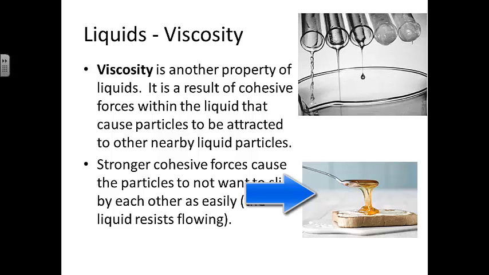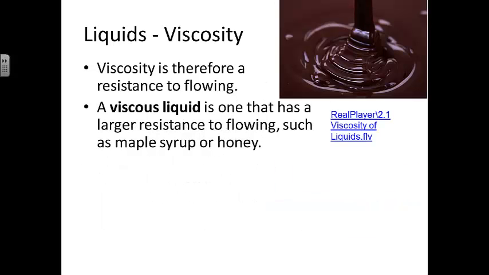which is a very viscous liquid. At the top picture we see what looks like 3 test tubes with water in them, but we can tell those don't all contain water, even though they're all clear liquids, because they were all tipped at the same time, yet they're pouring at different rates. The most viscous liquid is on the far right, and the one that flows the easiest is on the left. So viscosity is a resistance to flowing, and a viscous liquid is one that has a very large resistance to flowing, such as maple syrup or honey.